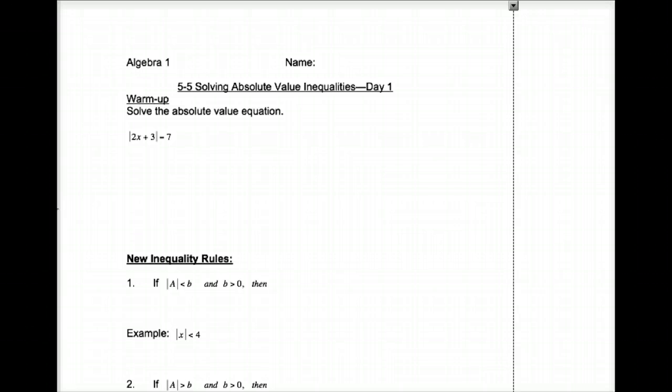5.5 solving absolute value inequalities. All right. Day 1. We're going to start our first day on solving absolute value inequalities.